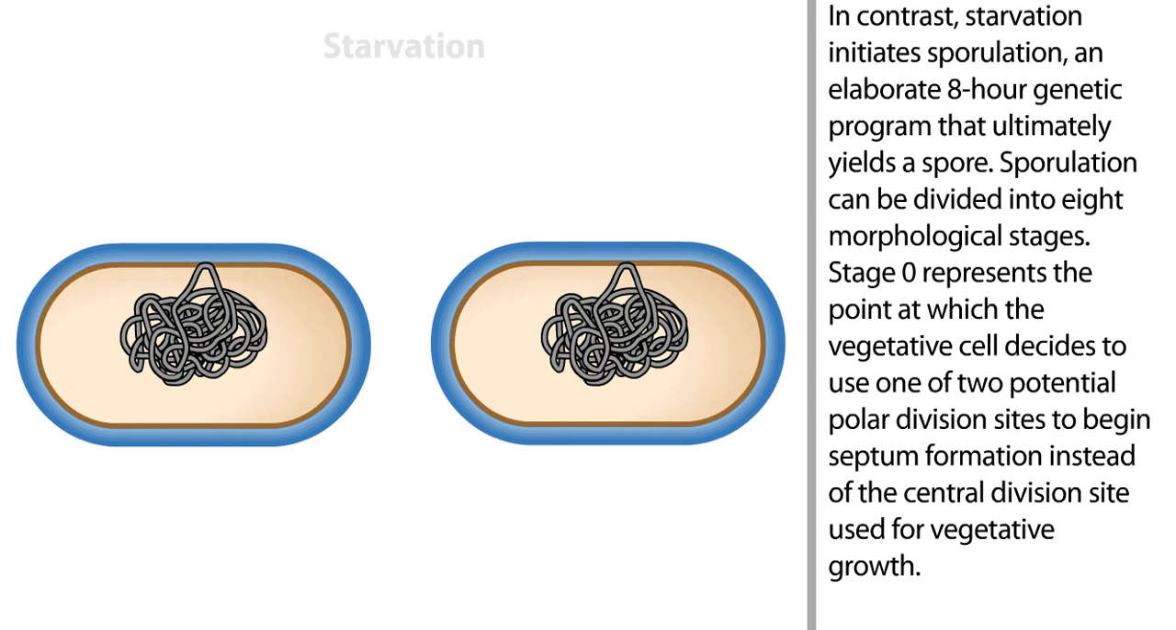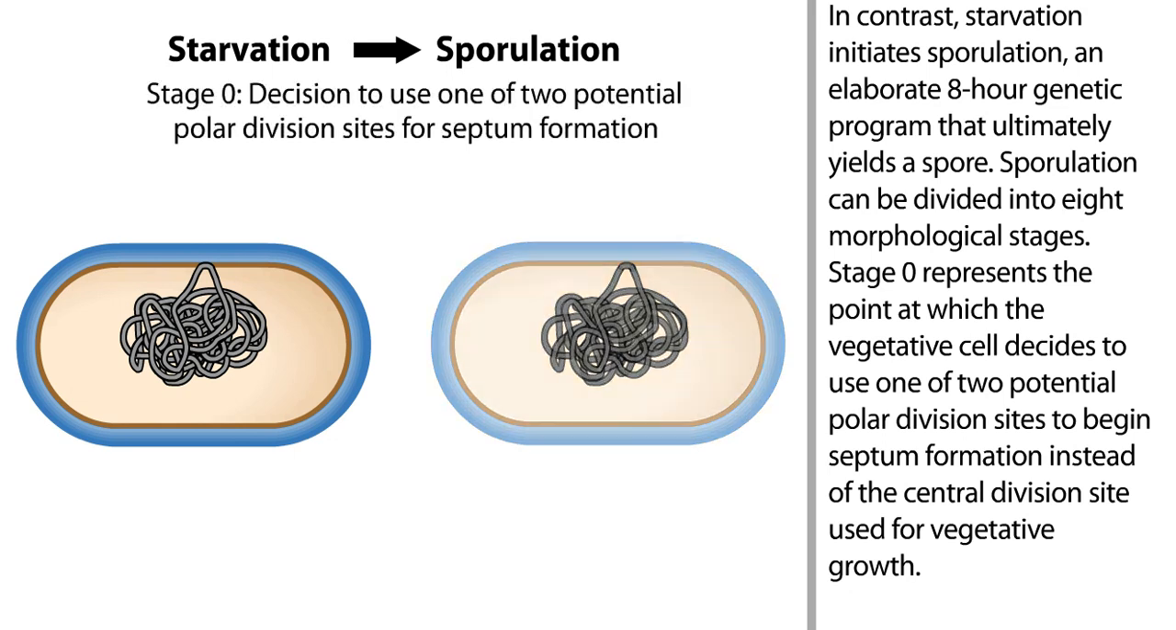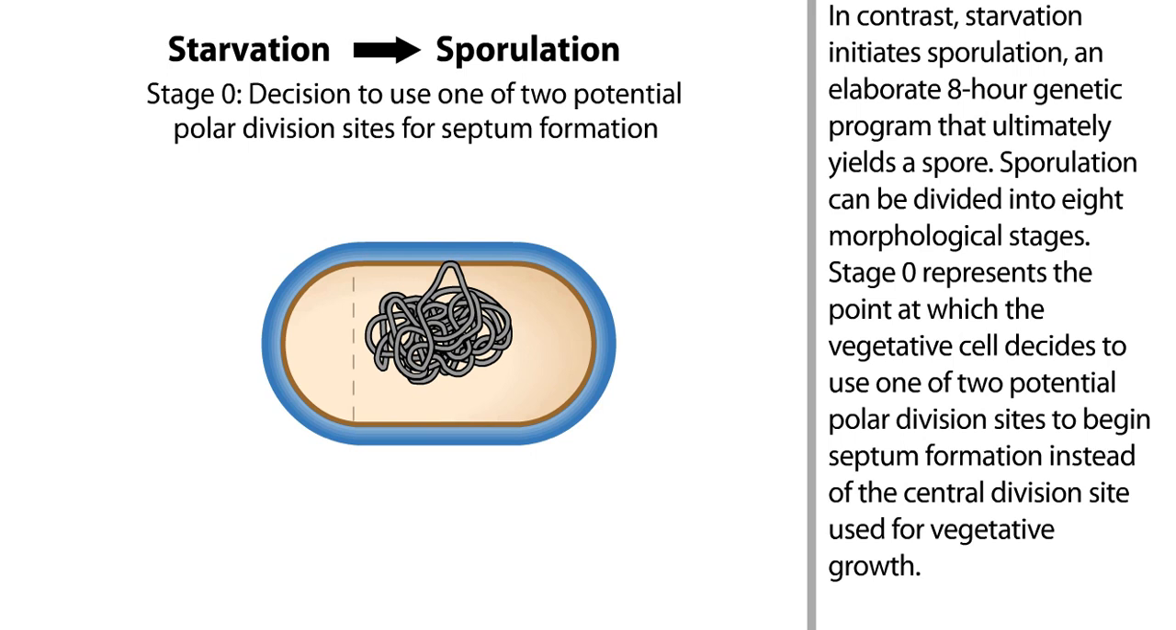In contrast, starvation initiates sporulation, an elaborate 8-hour genetic program that ultimately yields a spore. Sporulation can be divided into 8 morphological stages. Stage 0 represents the point at which the vegetative cell decides to use one of 2 potential polar division sites to begin septum formation, instead of the central division site used for vegetative growth.